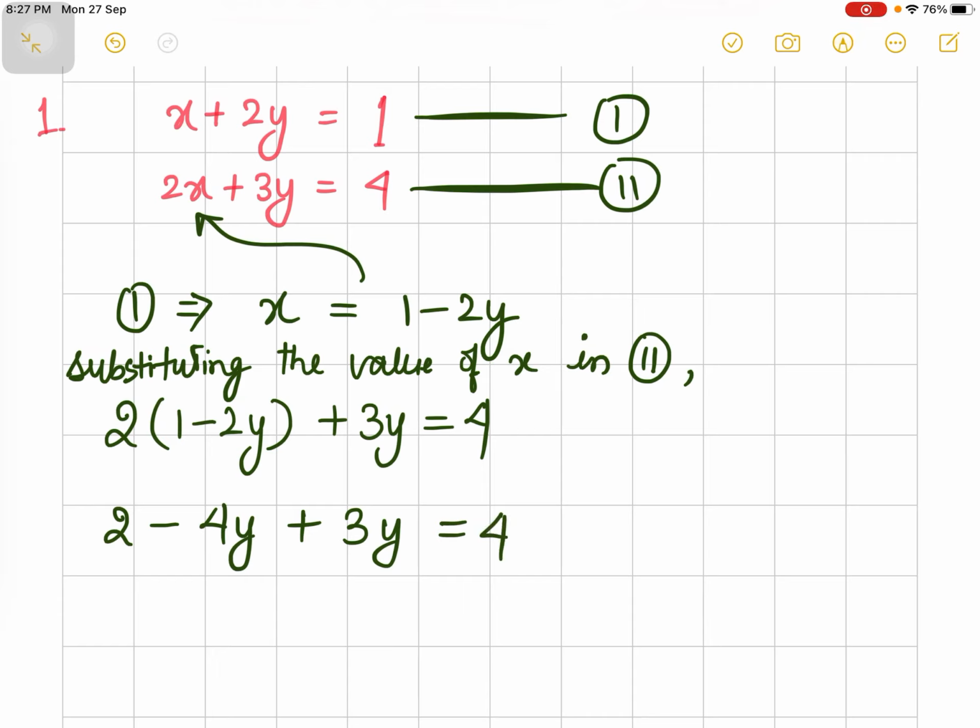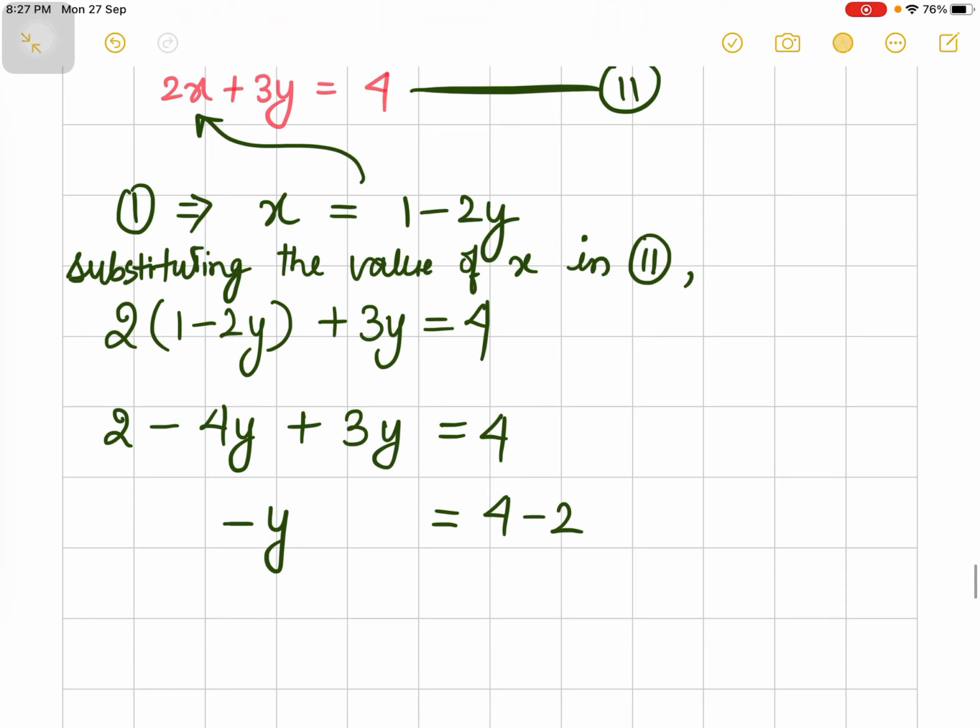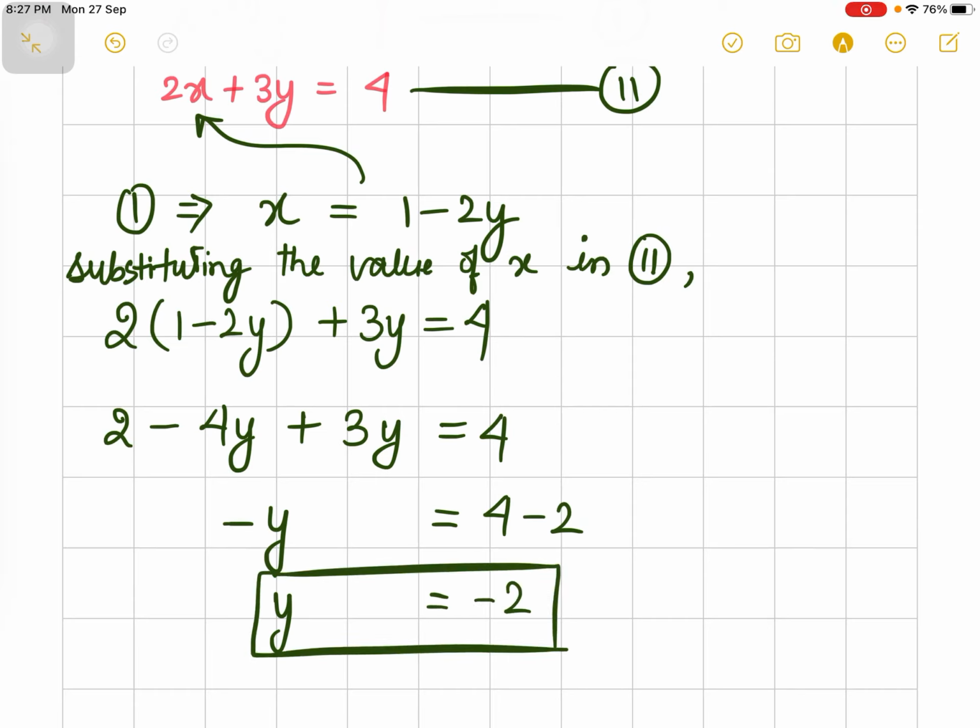Let's keep the variables here only and send the constants to the other side. We will have minus y equal to 4 minus 2. The value of negative y will be 2, so the value of y will be negative 2. That's one answer. Your y has come out to be minus 2.